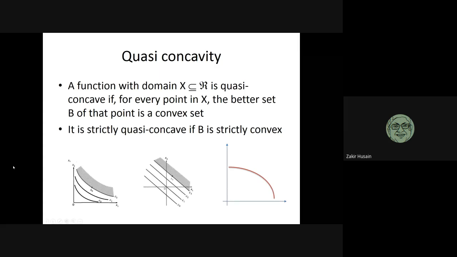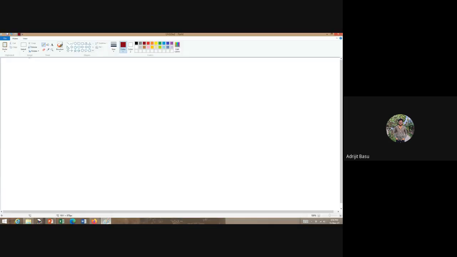Okay, over here, can you tell me whether it is convex, whether it is quasi-concave or whether it is strictly quasi-concave? Sir, this part I can't understand actually. Okay.